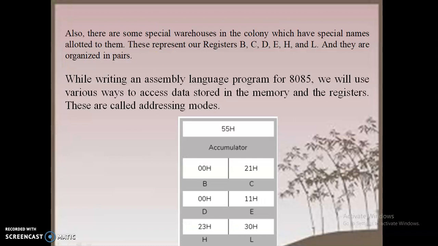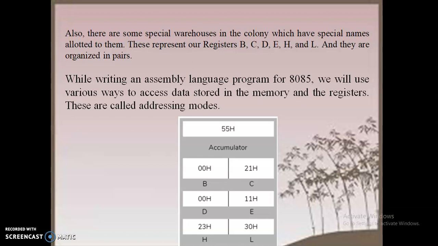Before that, there are some special warehouses in the colony which have special names allotted to them. These represent our registers. In the Intel 8085 microprocessor, we have 6 general purpose registers. I already explained this in my last classes. The registers are B, C, D, E, H and L, and they are organized in pairs: BC, DE and HL pairs.